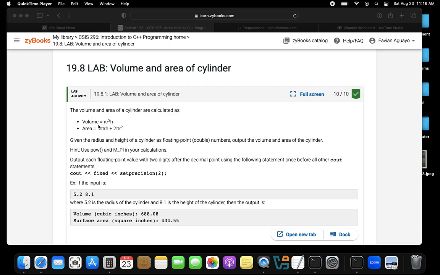We've got two equations here, volume of a cylinder and area of a cylinder. We're going to have some input. They're going to be doubles. We're going to use a power function and pi for our calculations. Output is going to be to 2 decimal places, and yep, we got our string and we got our doubles. Alright, so let's get started.